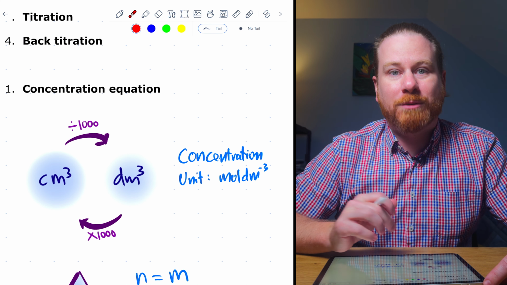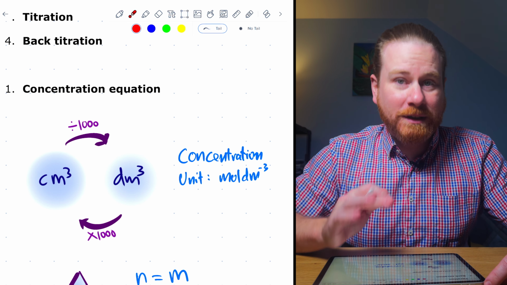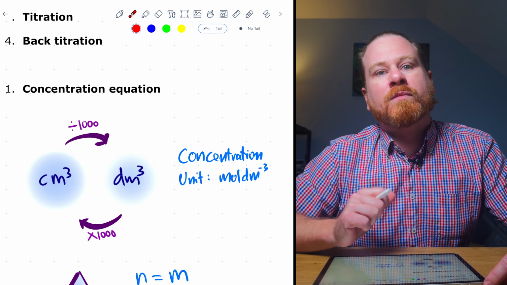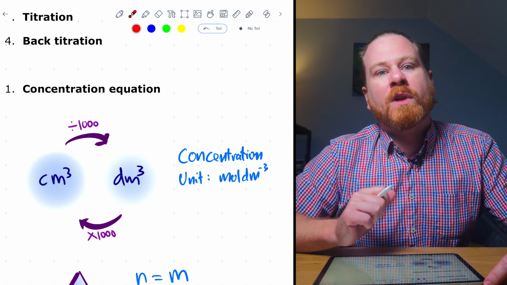The key thing to understanding concentration is remembering the unit for volume. The unit for volume is decimeters cubed, and 1 decimeter cubed is the same as 1 litre, but we don't use litres, we use decimeters cubed. Easy. Then to convert between decimeters cubed and centimeters cubed, you need to divide by 1,000, as the equation that we're going to be looking at in a bit only works in decimeters cubed, as the unit for concentration is moles per decimeter cubed.